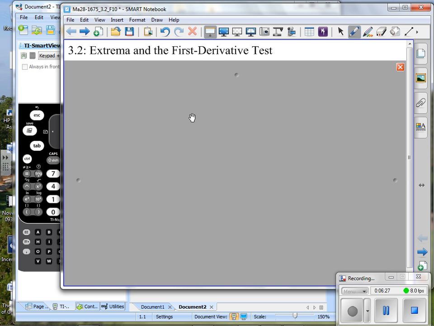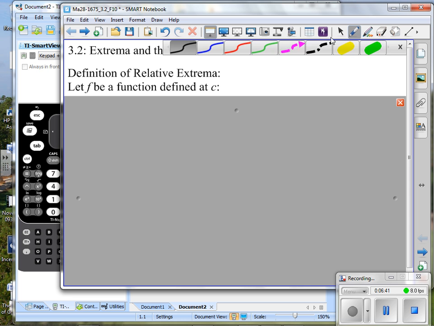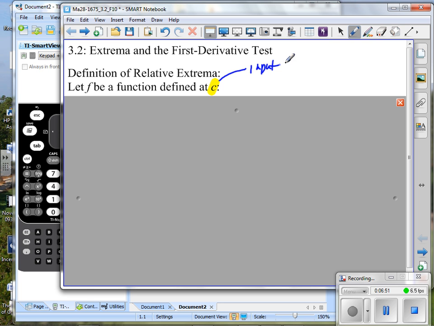Extrema, meaning an extreme point, maximum, minimum, and the first derivative test. Definition of a relative extrema. Let f be a function defined at C. What is C? Input or output? What is C? Input. Thank you. Okay, let f be a function defined at C.